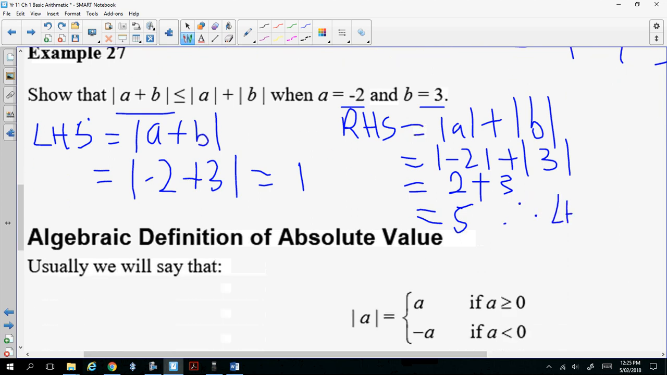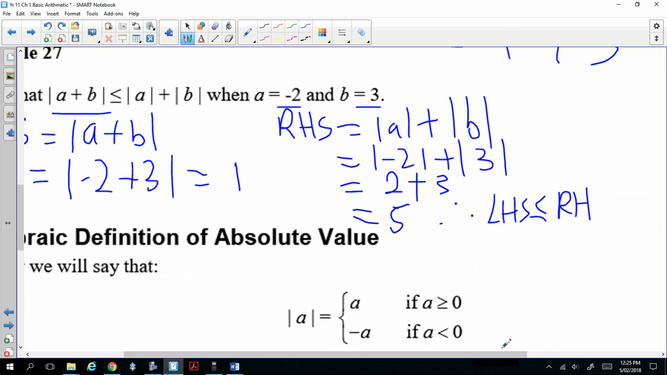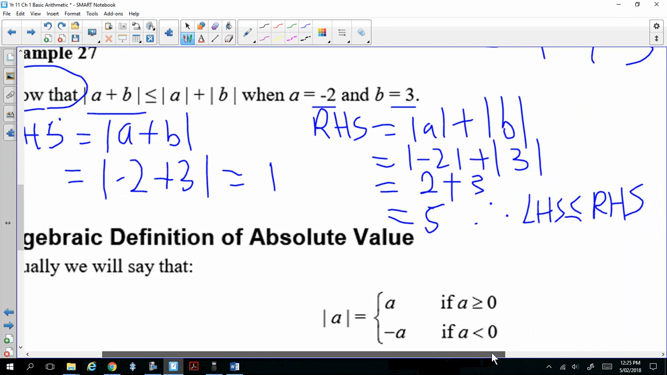Okay, so that's how you show something. So when they ask you to show this is true, you got to show the left and right are true. Okay? Any question? Alright, okay, cool.